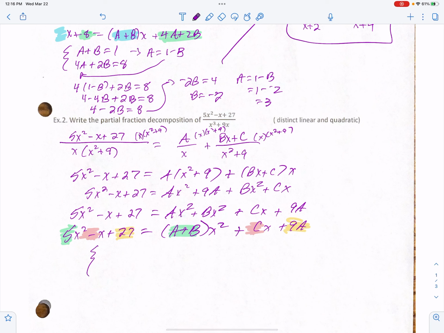So when I set up my system, I get A plus B is 5. I know that C is negative 1 and that 9A has to equal 27. And so I can solve the last one for A by dividing by 9, and I get A is 3. We know that C is negative 1, and then I can substitute A into A plus B equals 5 to get the value of B, which is 2.